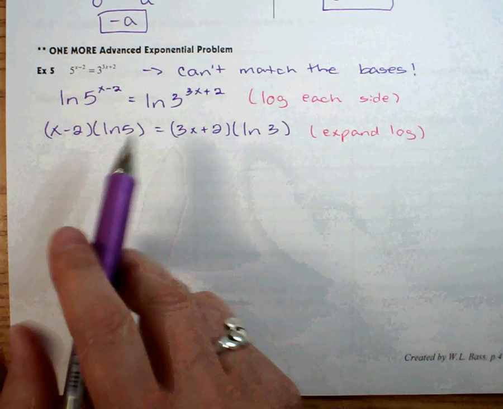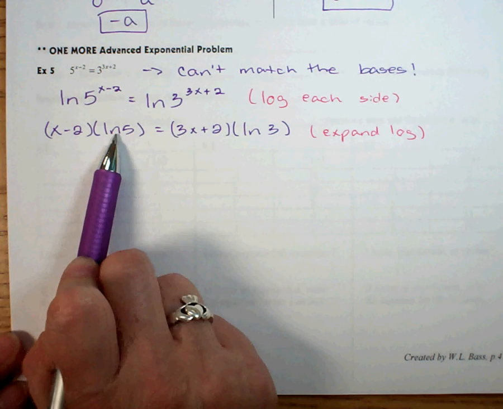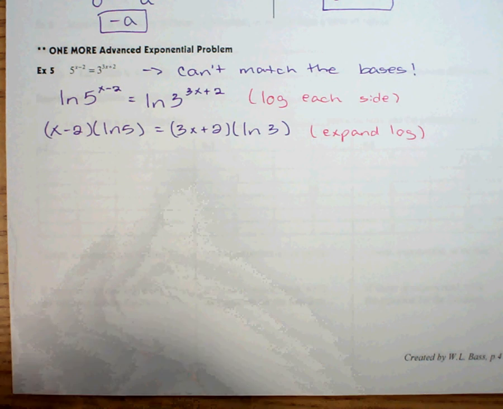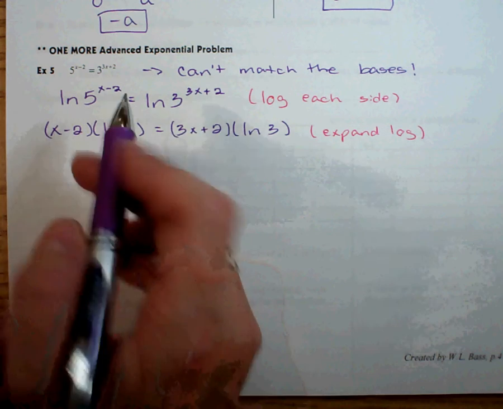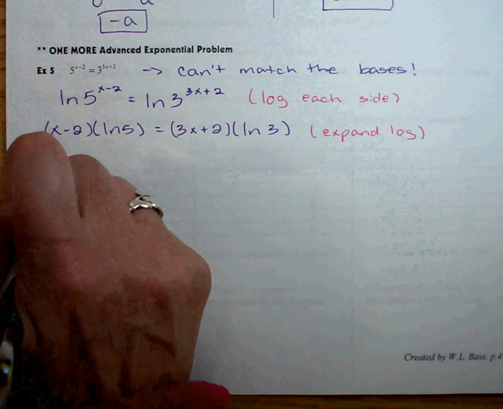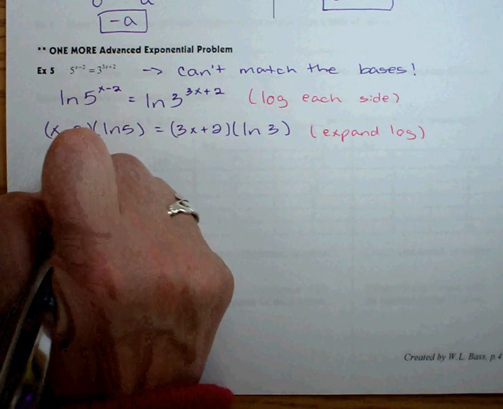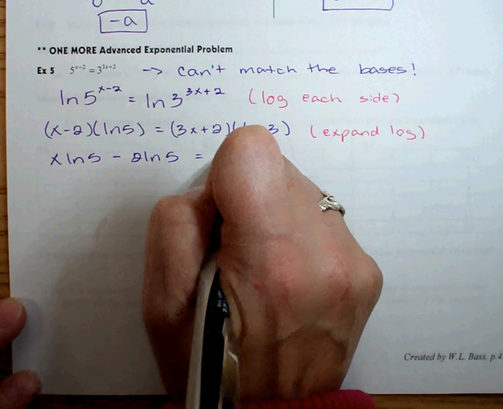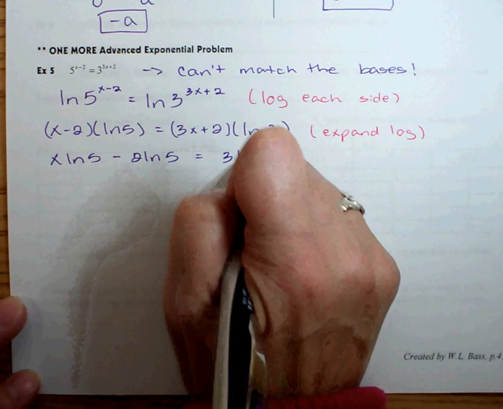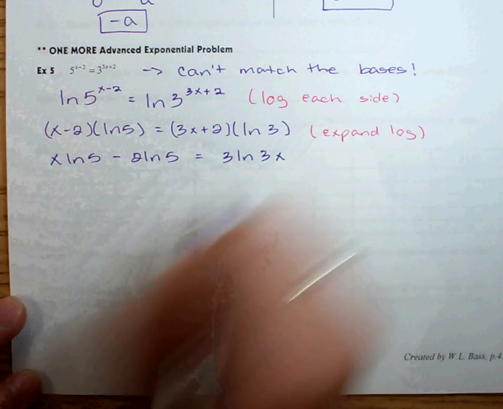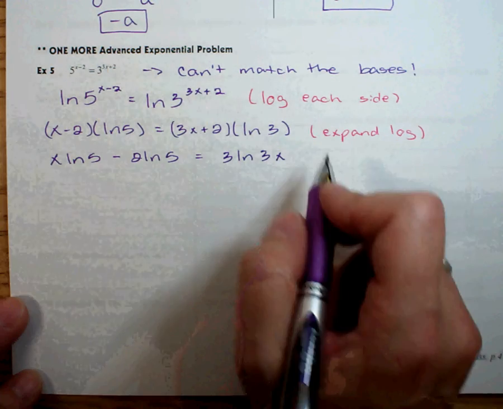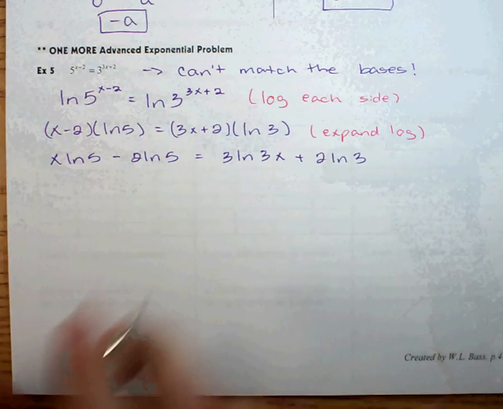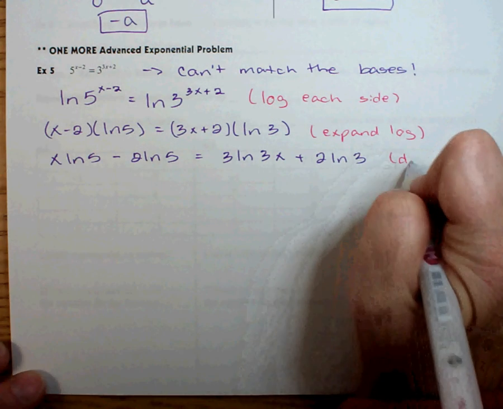It's important to remember that natural log, although it looks like a variable, is actually a number that we know in our calculator. So I can distribute my natural log and write x natural log of 5 minus 2 natural log of 5, 3 natural log of 3, x. I'm just going to put that x at the end. It's a little easier to see. Plus 2 natural log of 3. Distribute.